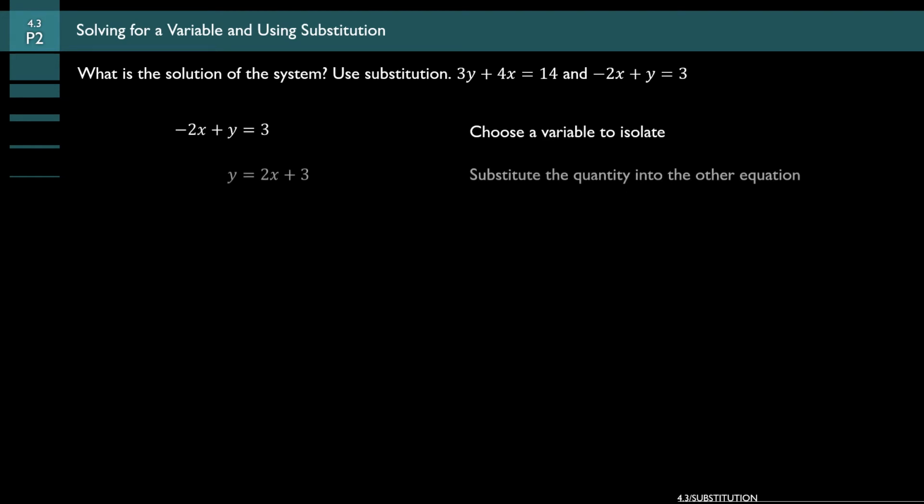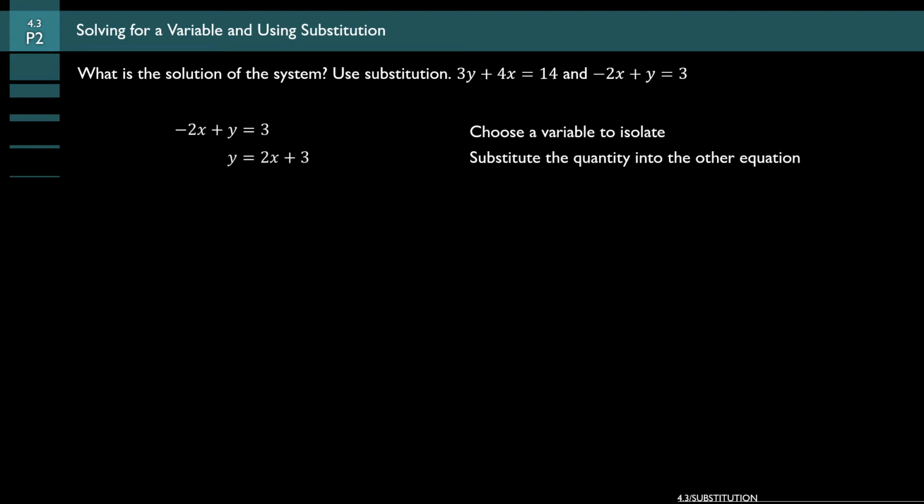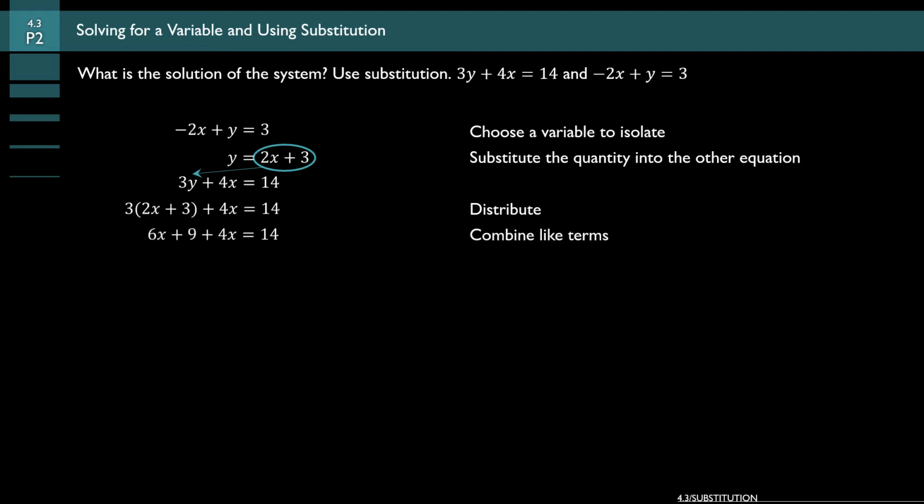We now know the quantity that y is equal to. So we can take that quantity and substitute it into the first equation in place of y. So instead of 3y plus 4x equals 14, we'll have 3 times (2x plus 3), then plus 4x equals 14. Distribute the 3 through to both of those terms. You get 6x plus 9, then plus 4x equals 14.